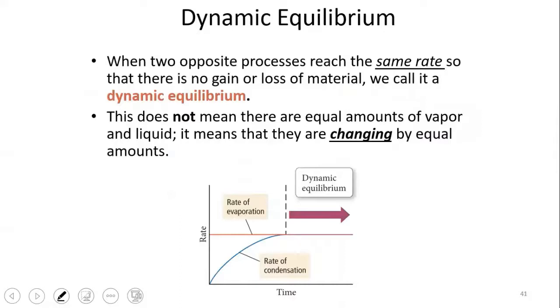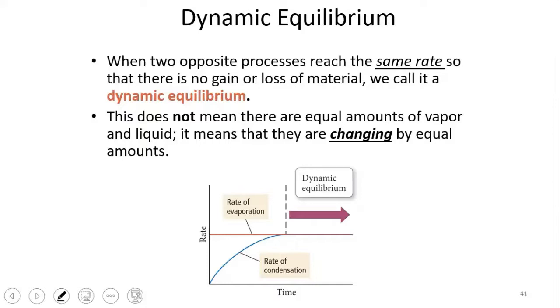This is when two opposite processes reach the same rate. And so what happens is there is no net gain or loss of material on either phase. So we call it a dynamic equilibrium. The processes have not stopped. Liquid is still vaporizing. Vapor is still condensing. But what happens is that they're doing it at the same rate. Like it says here, it doesn't mean that there are equal amounts of vapor and liquid. What it means is that they're changing by equal amounts.